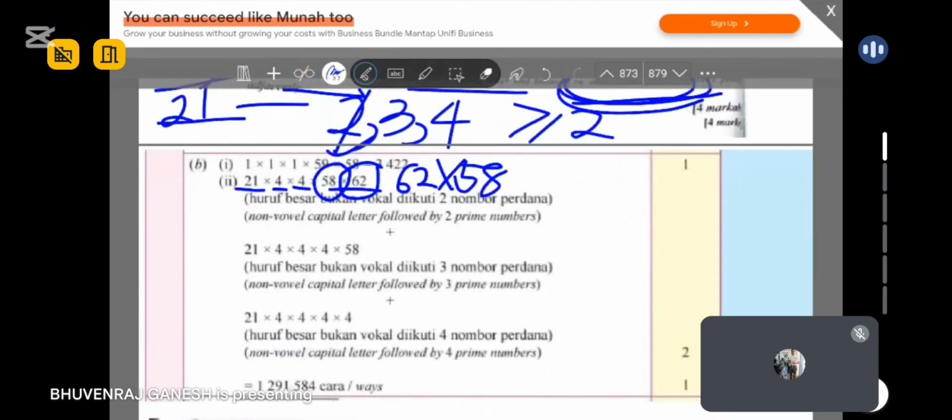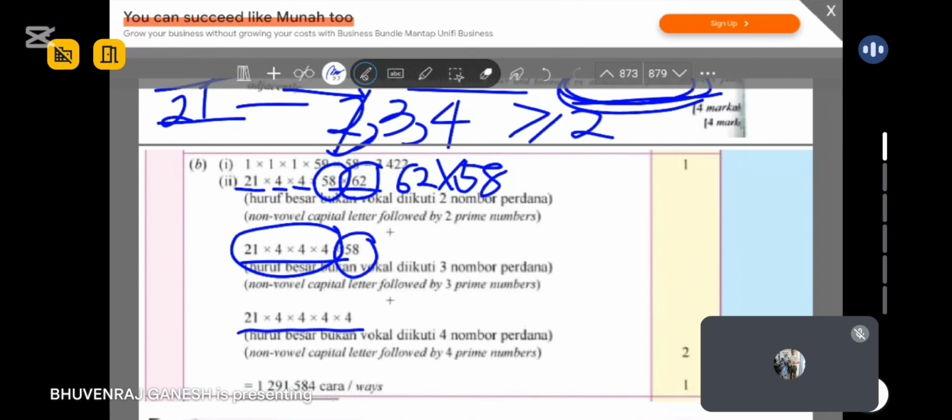3 prime number. So you follow the same pattern. 21 times 4 times 4 times 4, 3 times. And then 62 total minus 4 number. Because 4 number already chosen here. 4 number and letter. So you're left with 58.